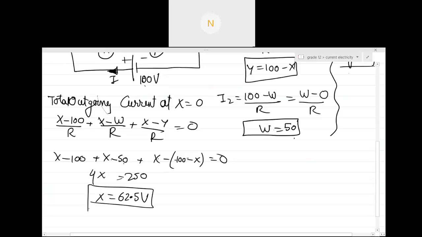So can you see the whole problem broken down into only a single variable, and we know how to solve a single variable using nodal analysis. So x is basically this. Now what is the net resistance? We want to find out the net resistance, right?